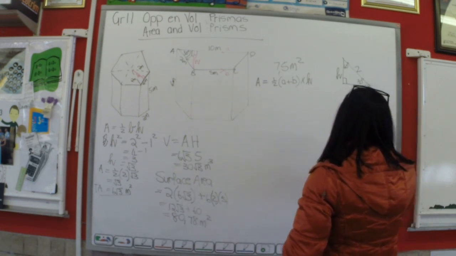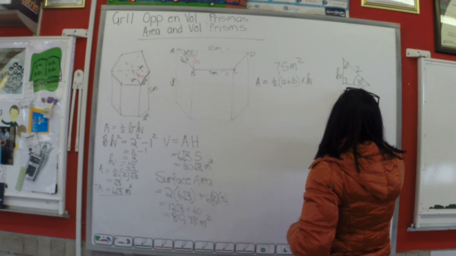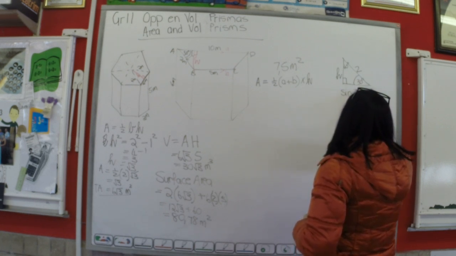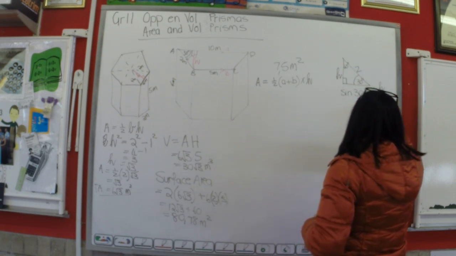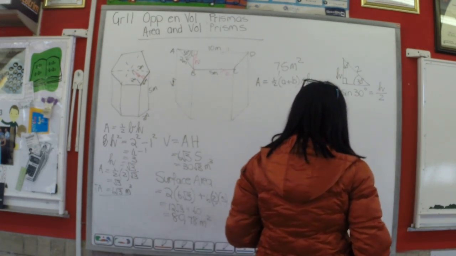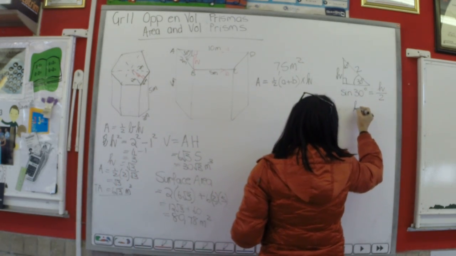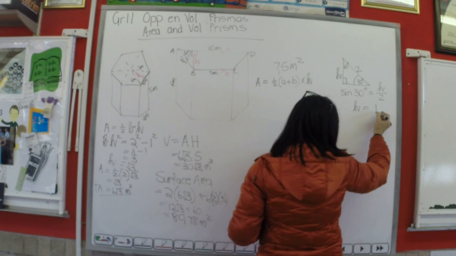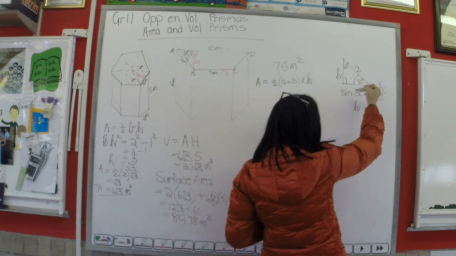So let's do that. What's the sinus of 30 equals the opposite on the hypotenuse. En ons weet dat die sin van 30 is gelyk aan 'n half. So daarom is H gelyk aan 1. Okay, we know that. That's our special angle.